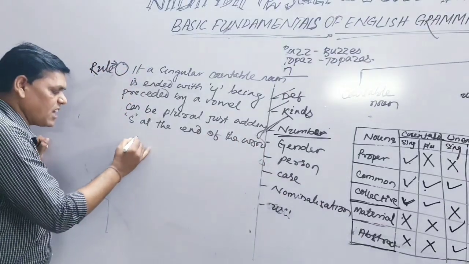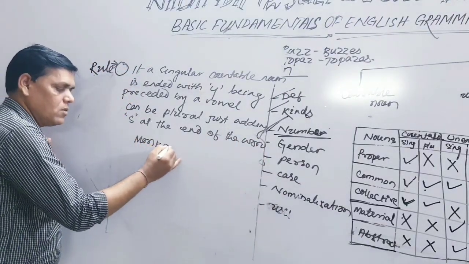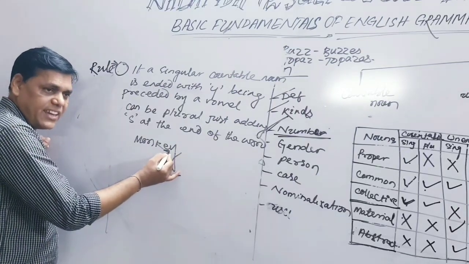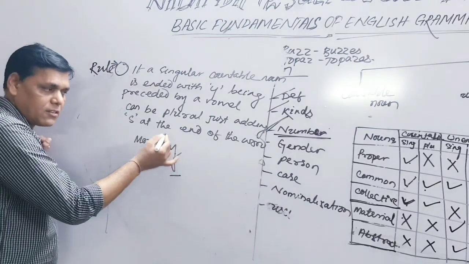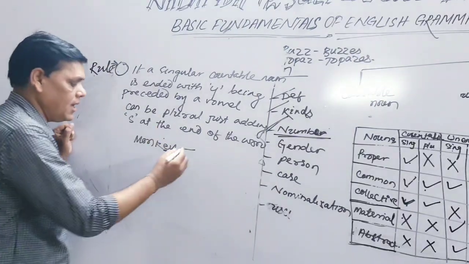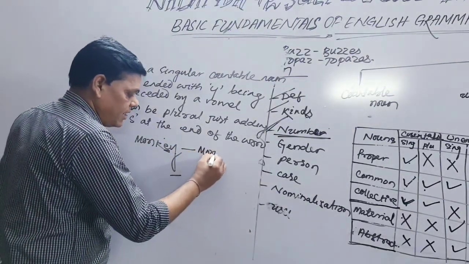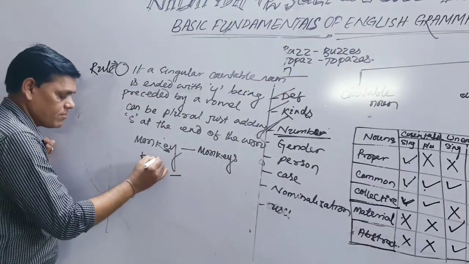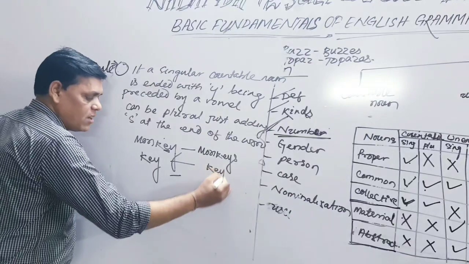For example, monkey, the final letter is y. Y is preceded by e. E is a vowel itself. That's why we are making it plural, monkeys. M-O-N-K-E-Y-S. Key, keys. K-E-Y-S.